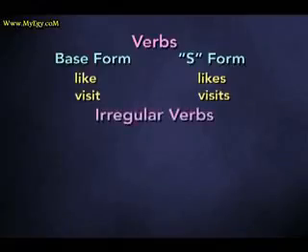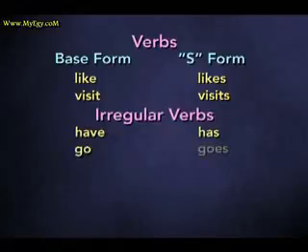Now, irregular verbs have the base form, has, S form. Go, base form, goes, S form. Now you know why go is a special verb. It's an irregular verb. And do is an irregular verb. S form is does, D-O-E-S, pronounced does.